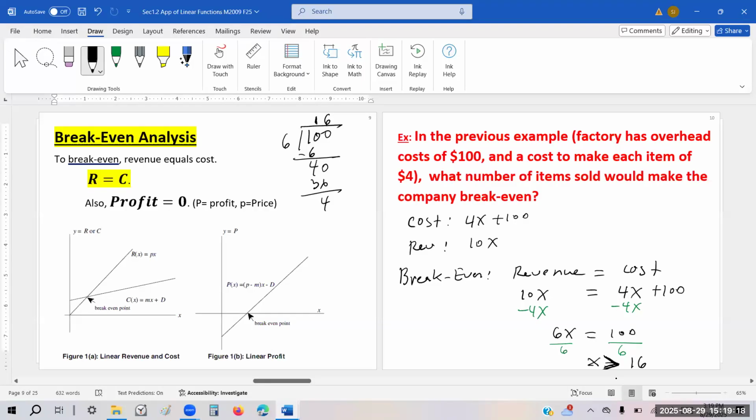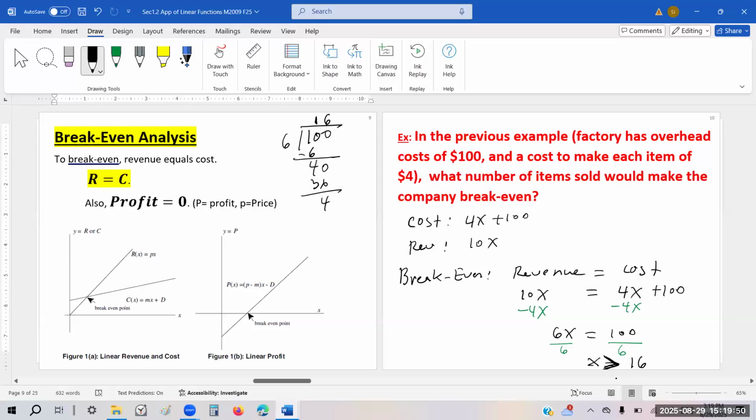Do you understand my point? When you're selling 16 items, you are getting $96. But $96 is not enough. You have to have $100. So that means you have to sell more than 16. It has to be 17. And you cannot sell half of the item, right? So you have to sell at least 17 items in order to get your break even. And then some profit.